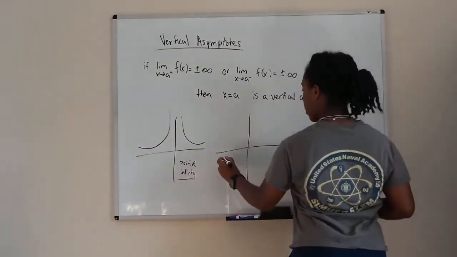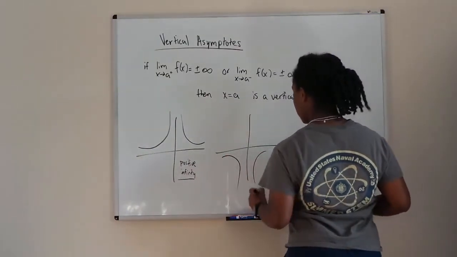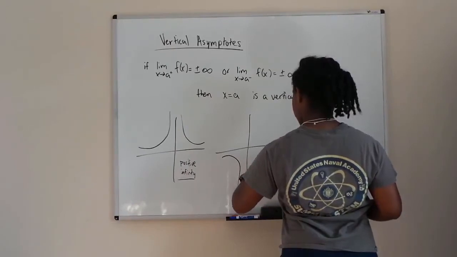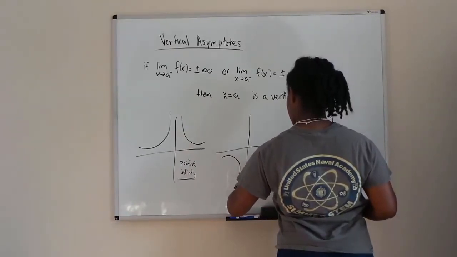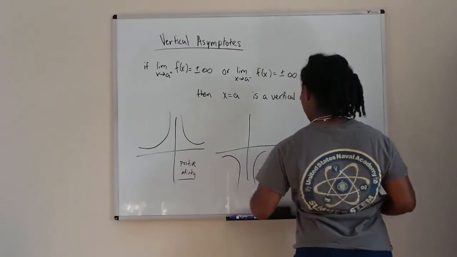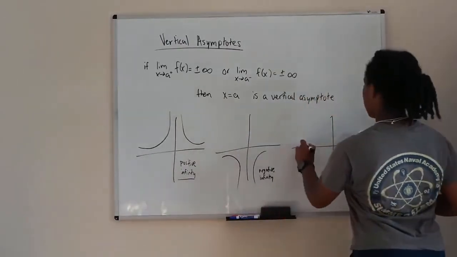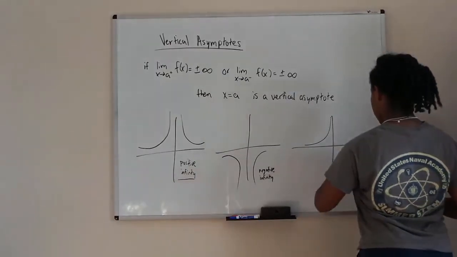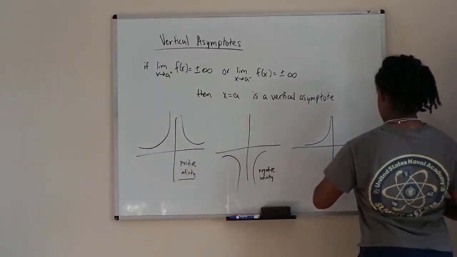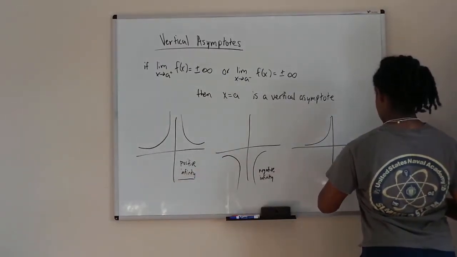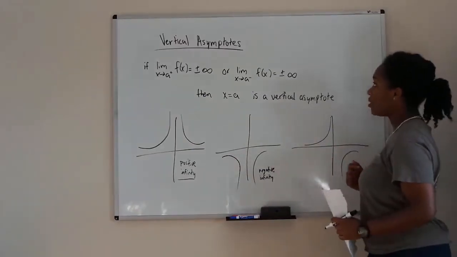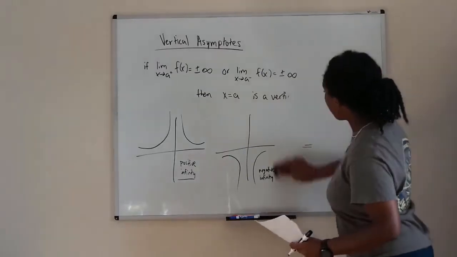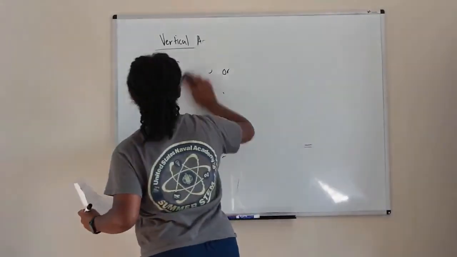We have an example at x equals 0 of something that could shoot off to negative infinity. And then we could have one like in our last example, where one side goes to positive infinity, and another side goes to negative infinity, so the limit would not exist. I just want to give a quick visual representation of how these vertical asymptotes might appear.